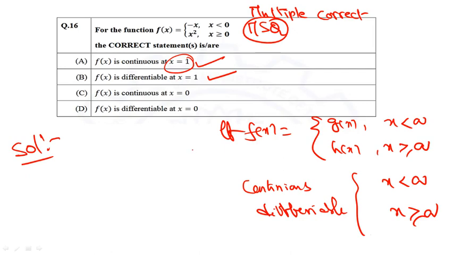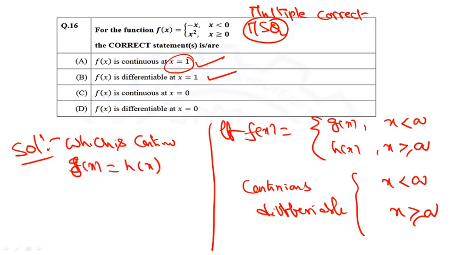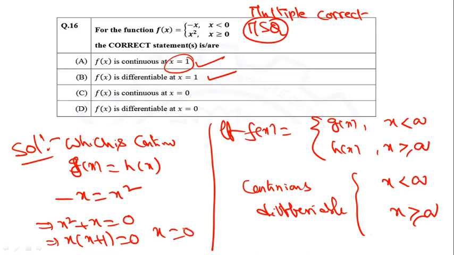To check continuity, we equate g of x equal to h of x. Now, equating that, minus x equal to x square, so x square plus x equal to 0. That will be x into x plus 1 equal to 0. So x equal to 0, and x equal to minus 1, we don't bother about that.